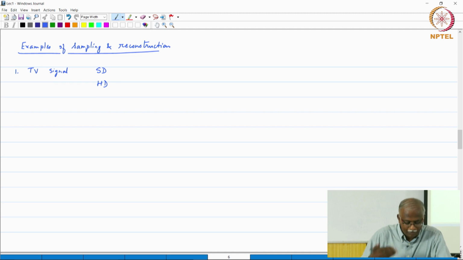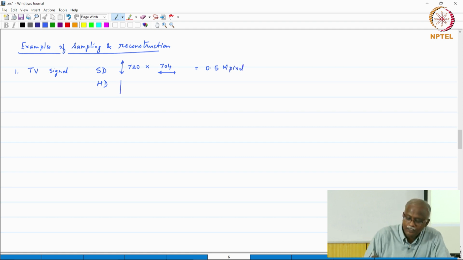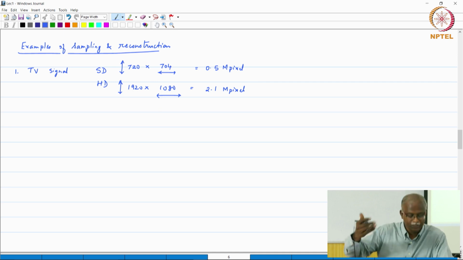Let's just write down what are some of the elements of that. So what differentiates standard definition from high definition? Standard definition has got a certain number of pixels in the vertical dimension and a certain number of pixels in the horizontal dimension, 720 by 704. That gives you 0.5 megapixel. High definition increases the number of pixels over the same display size. So it's 1920 multiplied by 1080. That is 2.1 megapixel. Okay, so this is what it takes to construct one image.